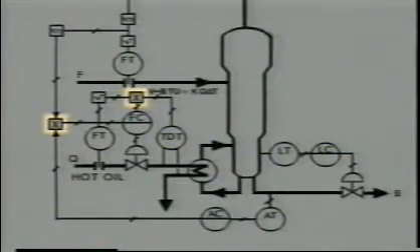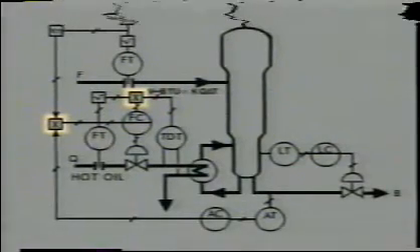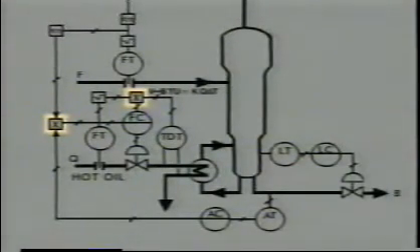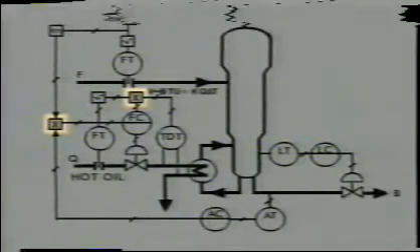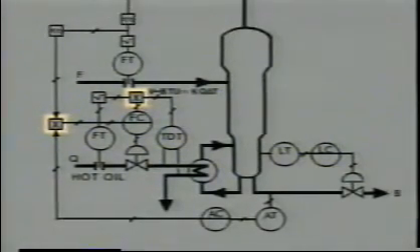There is also an analysis of the overhead product. This analysis, along with the forward flow of the overhead from the accumulator, is also part of the temperature control calculation. So the rate of hot oil flow is determined by several variables and functions.